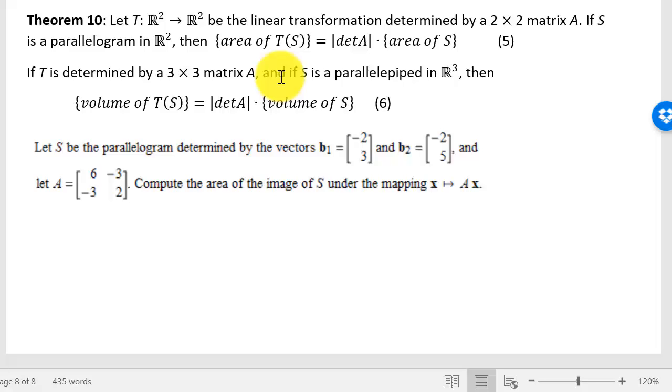We have these 2 vectors, and I'm just going to draw these vectors over here. So negative 2, comma 3, negative 2, comma 5. And so this vector in the original space would look like this, and so they would have a parallelogram that's in S. Let's say that this is your parallelogram S in the original space.